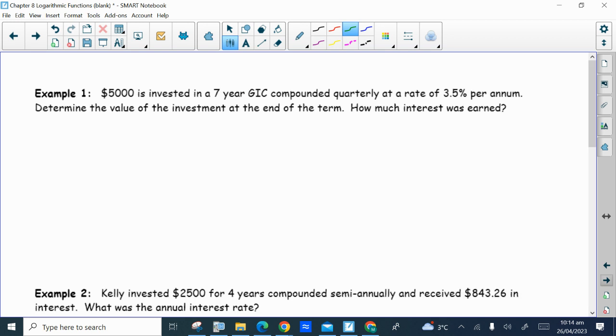So let's see how this works to solve questions involving compound interest. The first example says that $5,000 is invested in a 7-year GIC. A GIC is known as a government or guaranteed investment certificate. So basically it's a contract. You agree that you're going to put so much money in and you're going to leave it in there for a year or 2 years or 3 years, whatever it is, and the government guarantees that you'll get this interest. So in this case, it's compounded quarterly at a rate of 3.5% per annum. Now, per annum means per year.